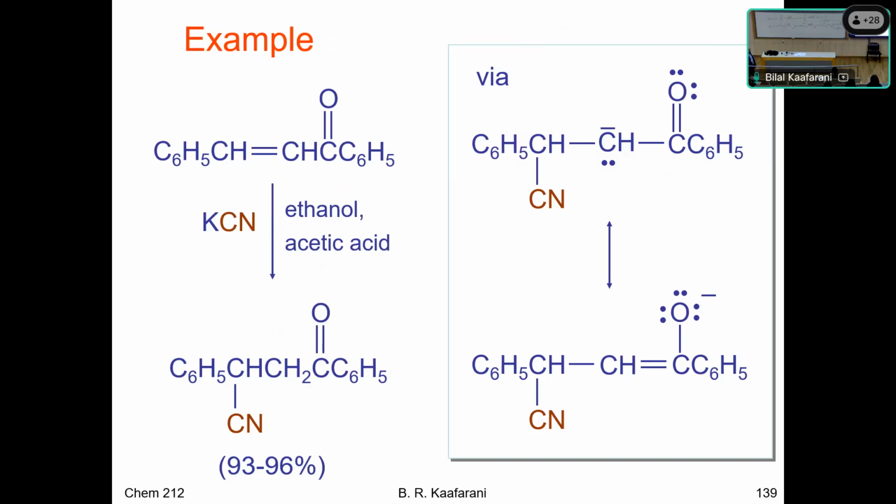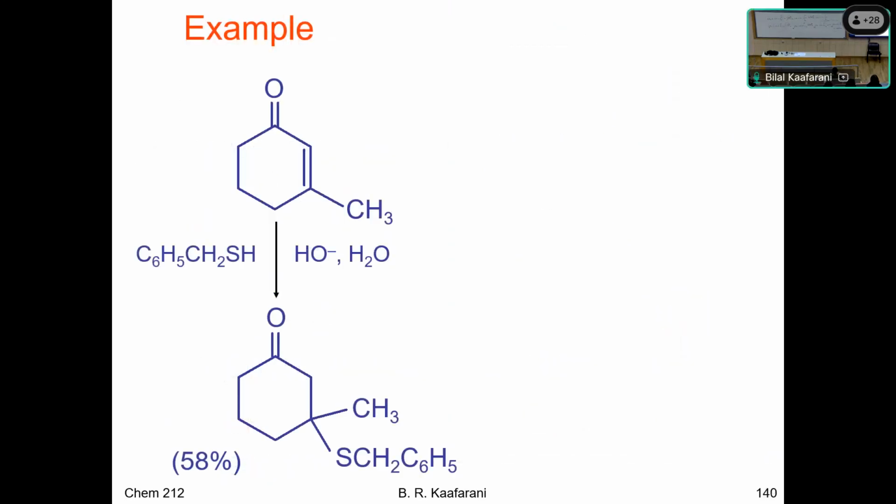Okay? Here is another example. I have an alpha beta unsaturated ketone, and I am reacting it with benzyl thiol in the presence of hydroxide ion. So first, the hydroxide ion is going to react with the thiol, an acid-base reaction, so that I will get the thiolate. I have RS minus here. RS minus will undergo 1,4 addition.